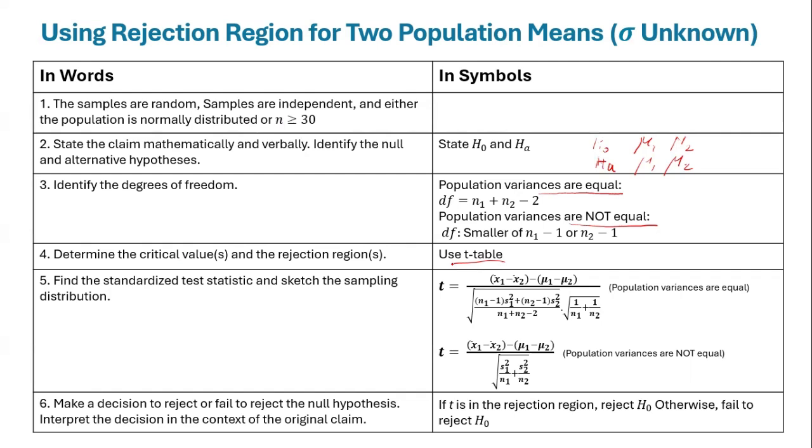After finding the rejection region, we need to find the test statistic. Again, based on if the variances are equal or not equal, we need to use one of these formulas. And after finding the test statistic, we need to check if the t falls in the rejection region or not. If it falls in the rejection region, we reject the null hypothesis. If it doesn't, we fail to reject. So that's all the steps that we follow.